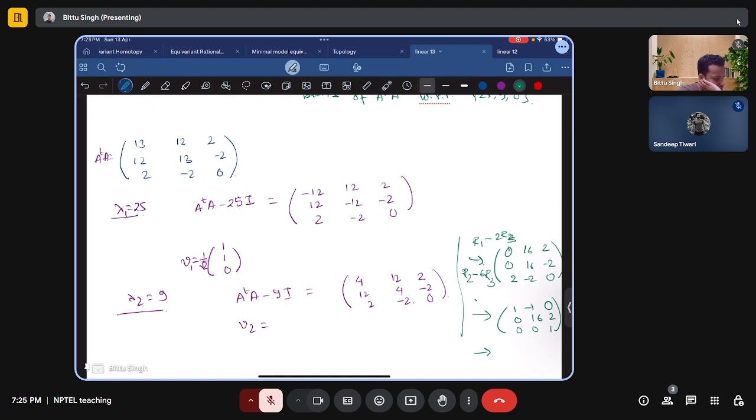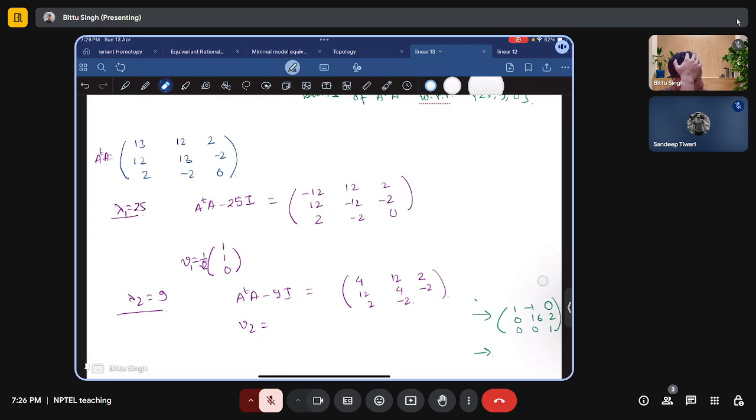Now something is wrong. Oh sorry, I have not subtracted here. That's why I am getting rank 3. I have not subtracted from the last diagonal, which is 0 minus 9. So this is 9 minus 9. So now is it clear which combination will work? Okay, maybe let us do it again.